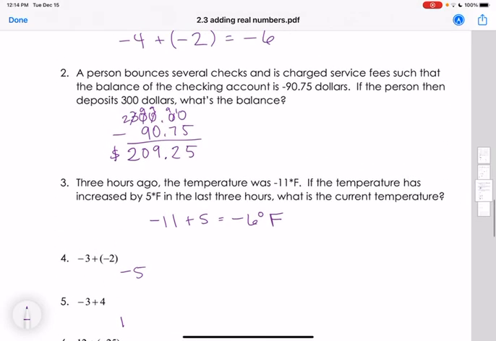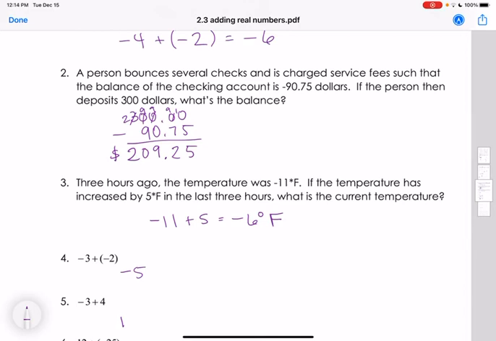All right, let's see how you did. So we had a person bounces several checks, charged some service fees. Oh, and the balance is -90.75. So if the person then deposits $300, what's the balance? So the best way I thought about this is let's look at the 300 and subtract that 90.75. Because if we start at that negative 90, adding 300, it's going to be somewhere around 200, right? So I went ahead and did that by hand. So I did the 300 minus that 90.75, ended up with the positive 209.25. Make sure you label it with the dollar sign.